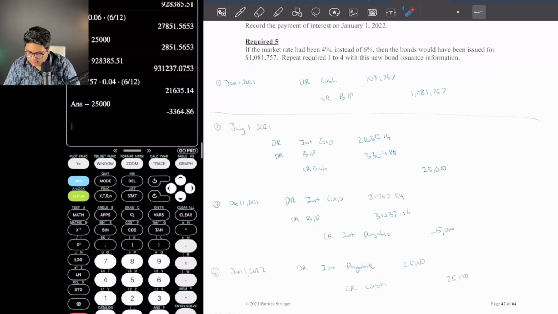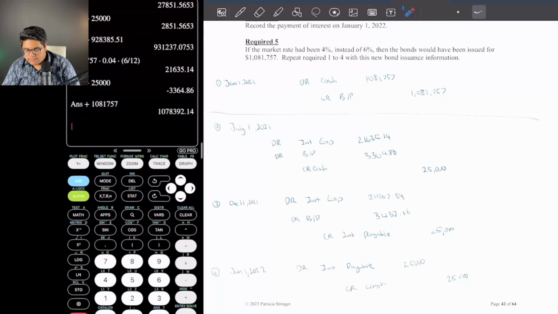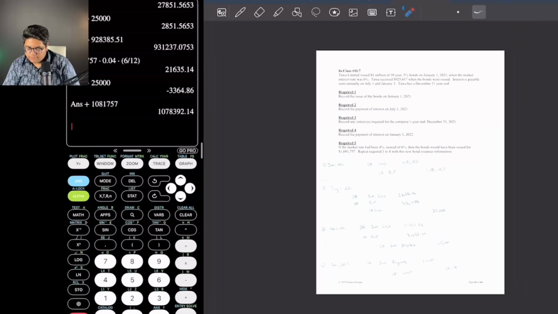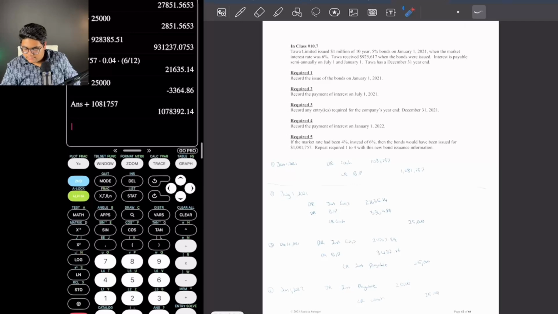Same exact concept as before. This amount now gets reduced from our bond payable, 1,081,757. So our new bond payable amount becomes 1,078,392. Our new calculation for the next term is based off of this new number, 1,078,392, and the payable concept remains the same. So I'll be going over this now on a spreadsheet, which will make much more sense.